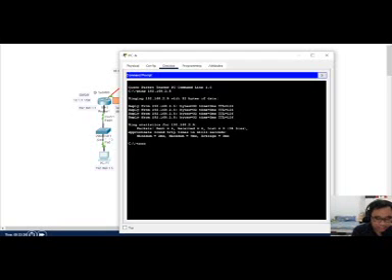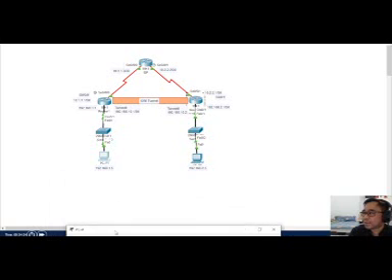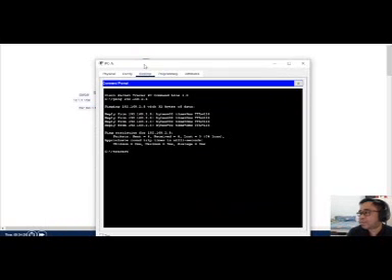Okay, trace route. Is it traceroute? Not tracer, it's tracert. Let's see if it's really using the tunnel. So we ping this 192.168.2.5.